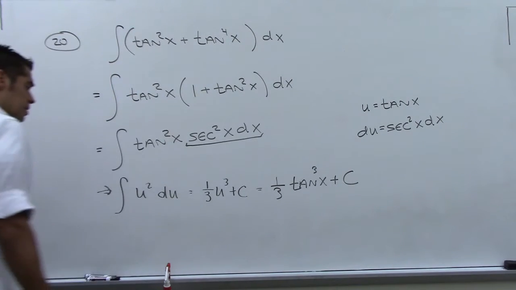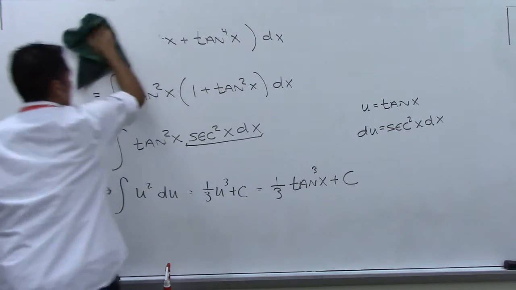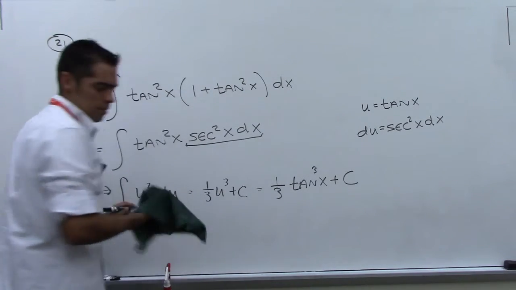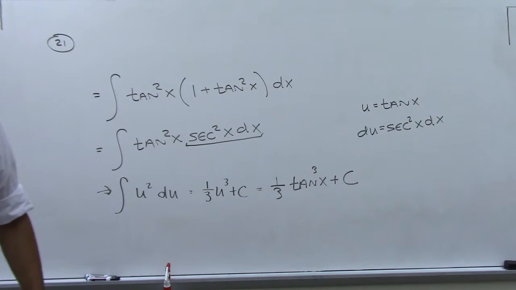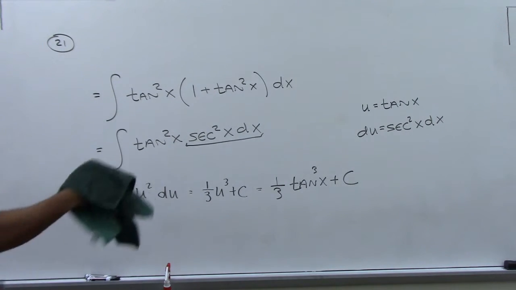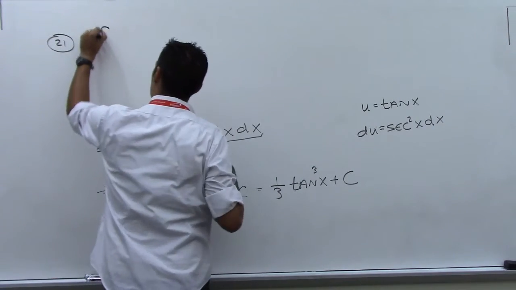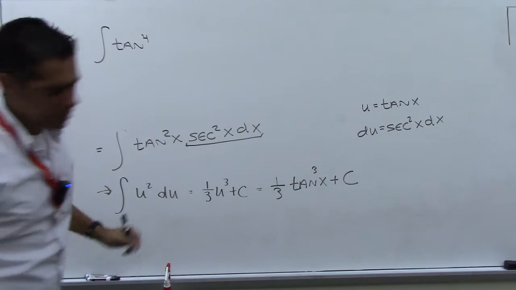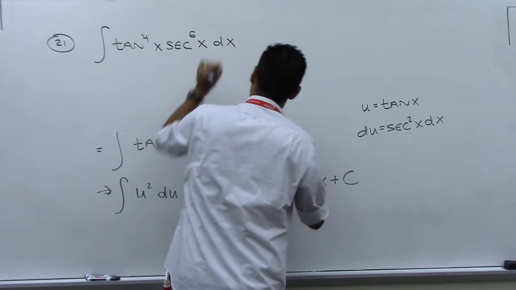Kind of weird that it works that way, but it does. All right, let's look at 21. Tangent to the fourth x, secant to the sixth x dx. This does not look fun.